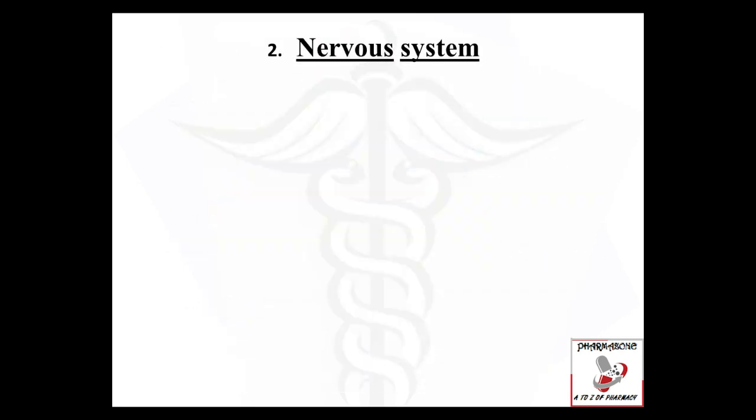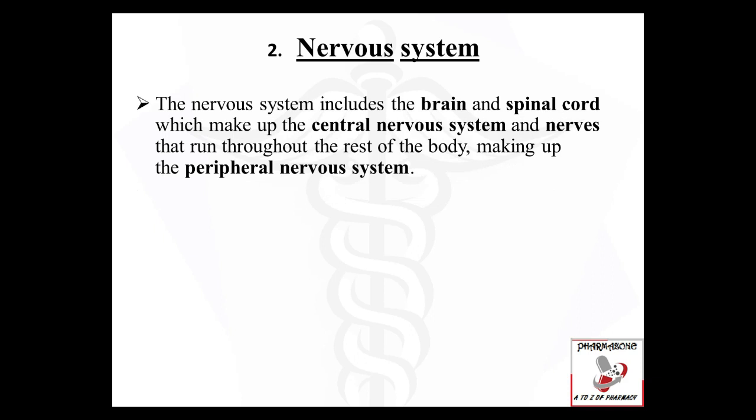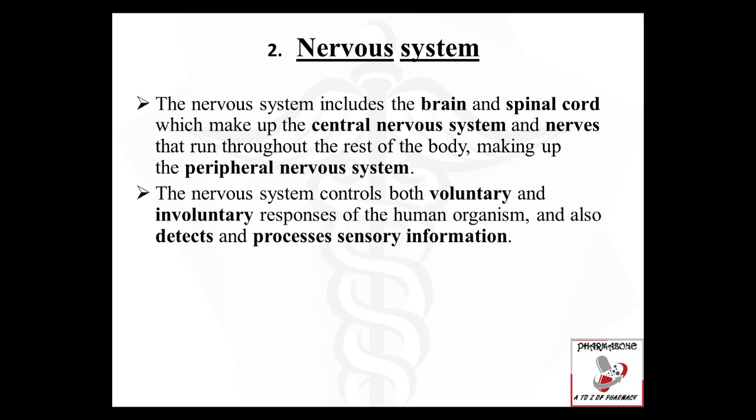The next system in our organ systems is the nervous system. The nervous system includes the brain and spinal cord, which make up the central nervous system, and nerves that run throughout the rest of the body, making up the peripheral nervous system.